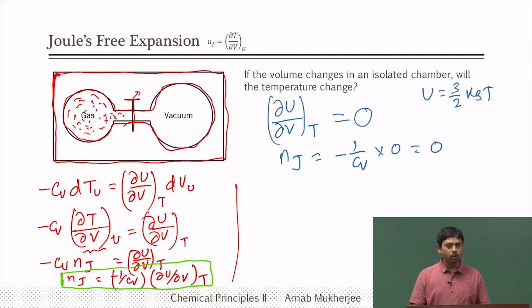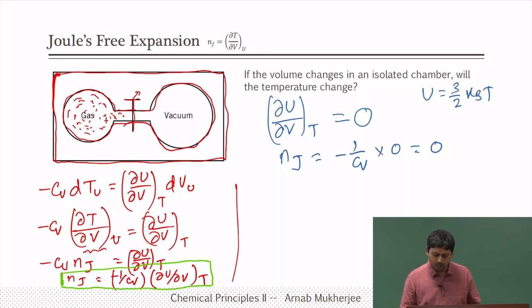So, Joule's coefficient is 0 for an ideal gas, which indicates that when we lift the stopcock or stopper, the gas will expand. However, for an ideal gas there will be no change in temperature. So, free expansion of an ideal gas does not change the temperature. We understand this from here. Now, the question is whether that will happen for an actual real gas also or not, and we have to understand that.